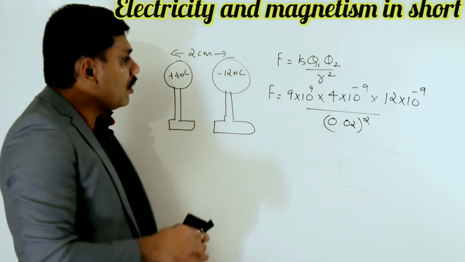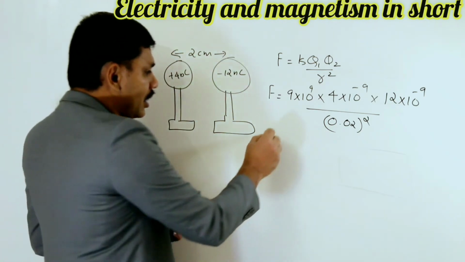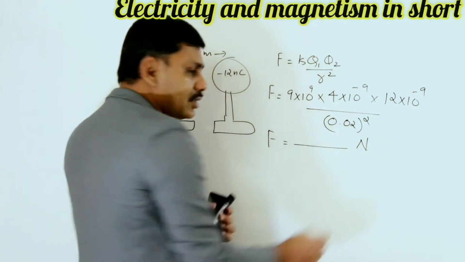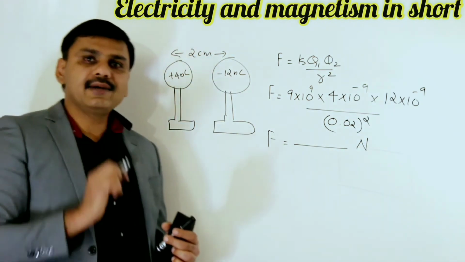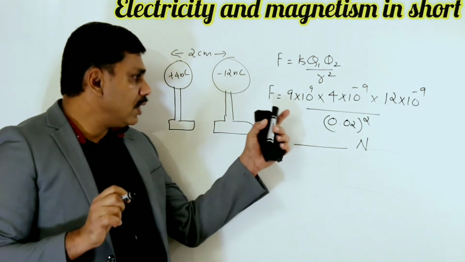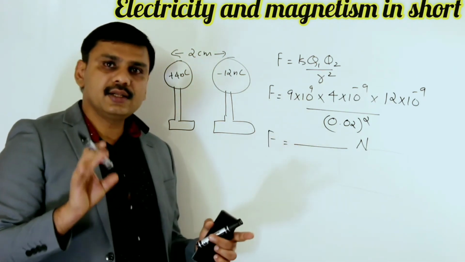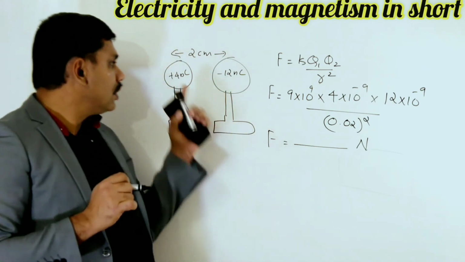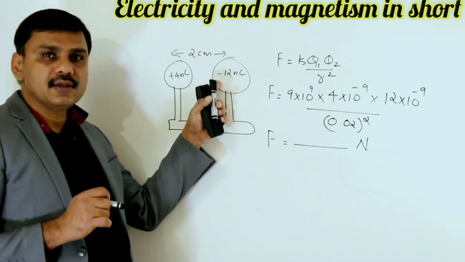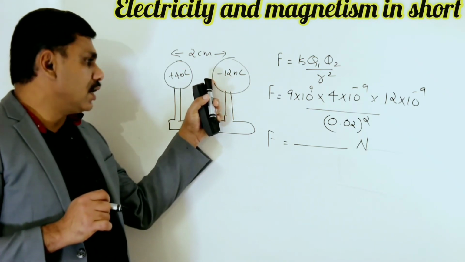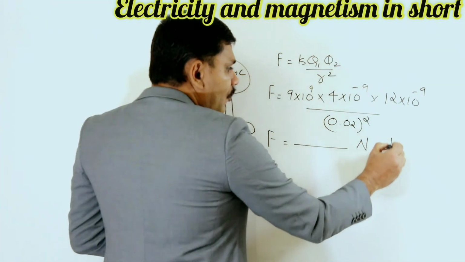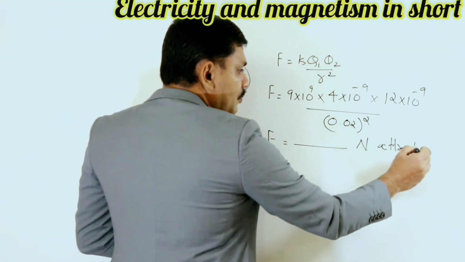So here we calculated like that. So you will get an answer. I am not calculating that, I am just showing the method how to do it. And the answer you should write in Newton. So you will get a value of force. And this force will be attractive because of the charges, one is positive, another is negative. Positive and negative, so they will attract. So you are getting an amount of force which will be attractive.